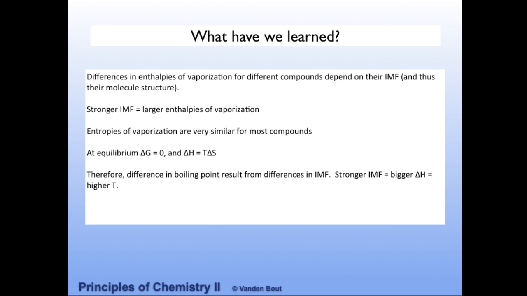Entropies of vaporization are very similar for most compounds. And so if we look at equilibrium, where delta G is equal to 0, delta H is equal to T delta S, and putting this all together, if delta S is the same for most things, the higher delta H is, the higher T will be. Stronger intermolecular forces, stronger and bigger enthalpy of vaporization, higher phase transition temperature, which is higher boiling point.